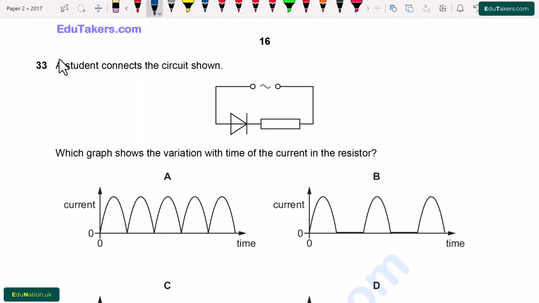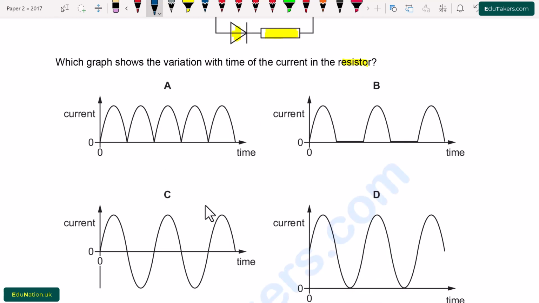Question number 33. A student connects the circuit shown. Which graph shows the variation with time of the current in the resistor? Here in this circuit we can see that there is an AC power supply, a resistor and a diode. The function of the diode is to convert the alternating current into direct current. Now we see the options. Option A is incorrect. In option B we can see that the positive cycle is shown and the negative cycle is blocked. Again, the positive cycle is shown and the negative cycle is blocked. So option B is correct.